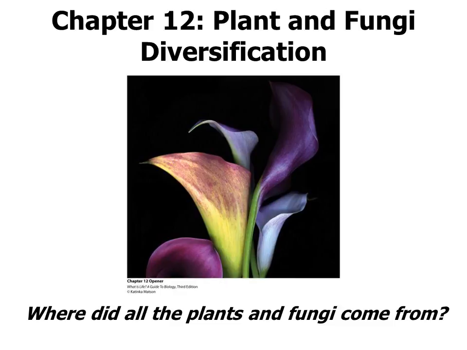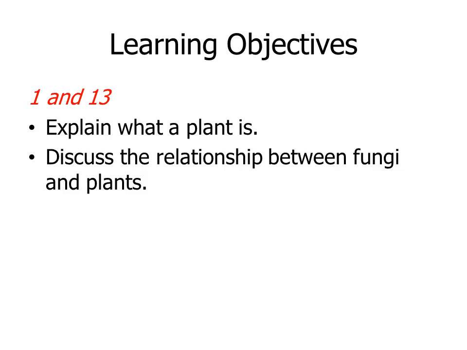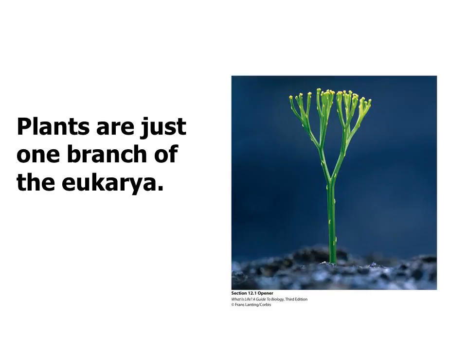Now we've been talking about the diversity of animals, now we need to talk about the diversity of plants and fungus. We're just going to go over sections 1 and 13, explain what a plant technically is, and the relationship between fungi and plants. Plants go under the domain Eukarya.